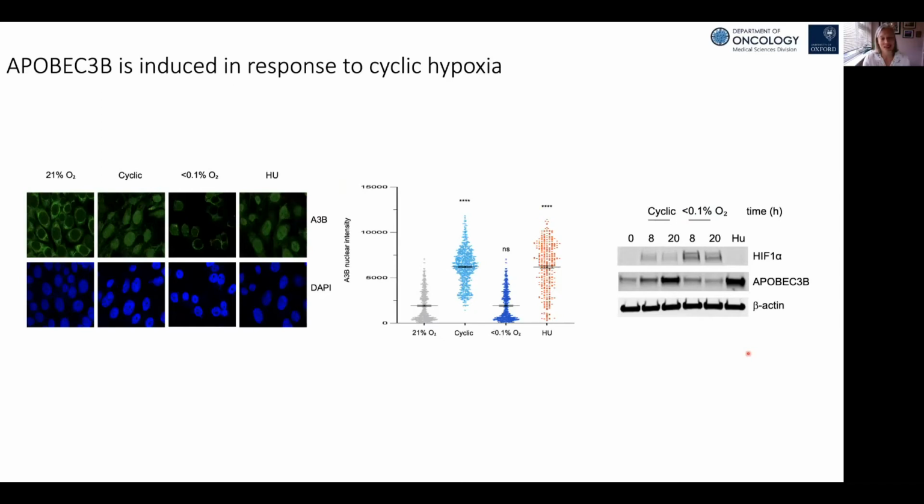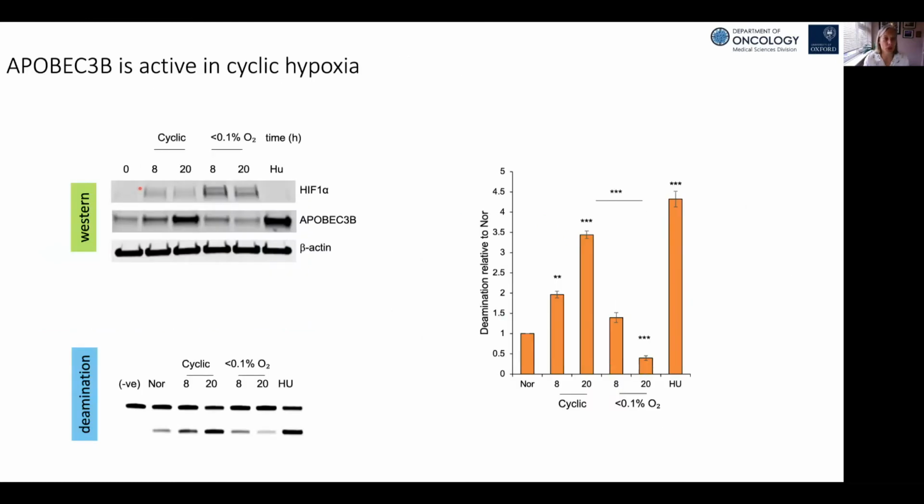So, a huge amount of experiments later, sure enough, in the cyclic conditions, we now see an induction of APOBEC. And that's shown both by immunofluorescence here, where you can see this nuclear A3B staining in the cyclic and the hydroxyurea, and also by Western blot, where again, we've got this increase in A3B here in cyclic, not in chronic, and again with hydroxyurea. Most importantly, this A3B is also active.